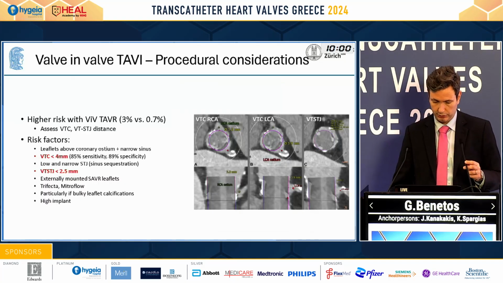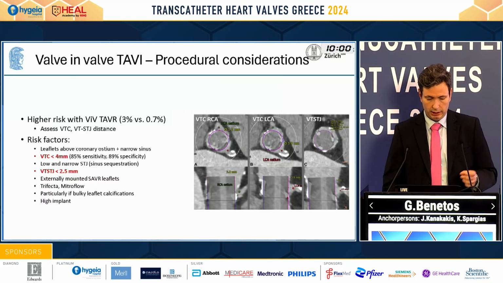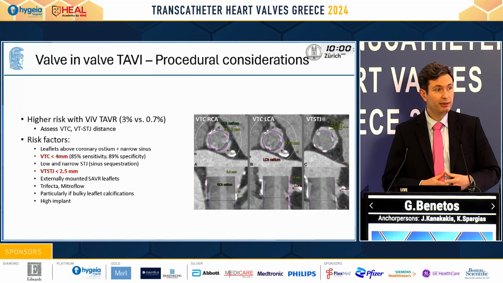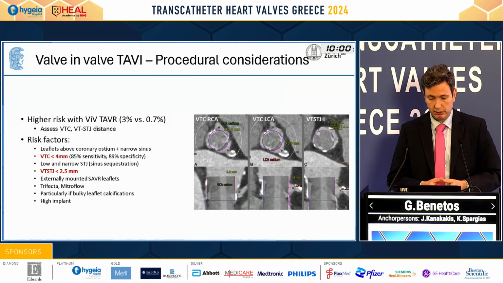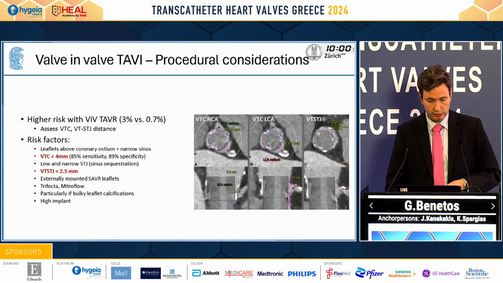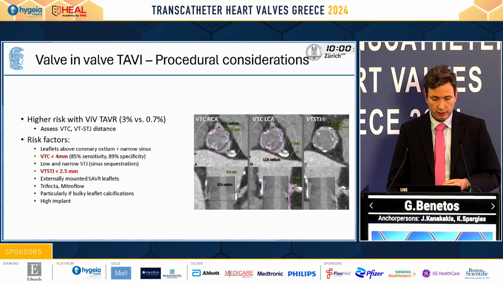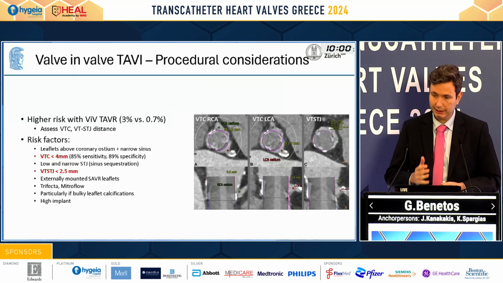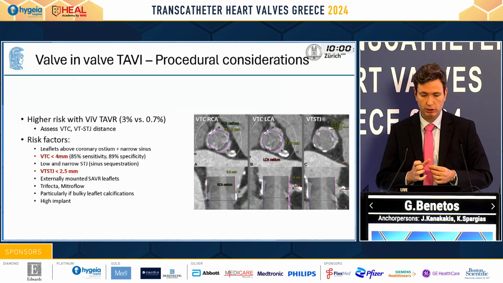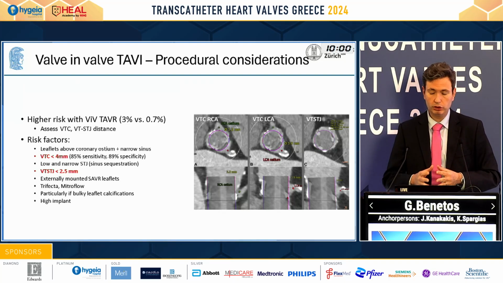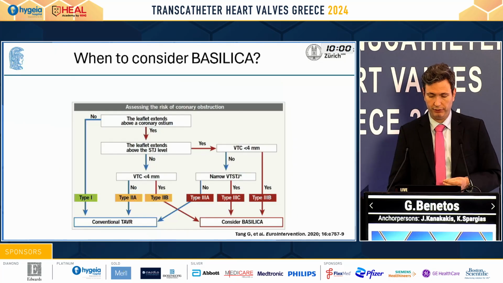Now some data regarding the valve-in-valve, what we have to pay attention to. There is of course a higher risk with valve-in-valve for coronary obstruction. The most important risk factors are a virtual-to-coronary distance less than 4 millimeters, and a very narrow sinotubular junction, with virtual-to-sinotubular junction distance less than 2.5.